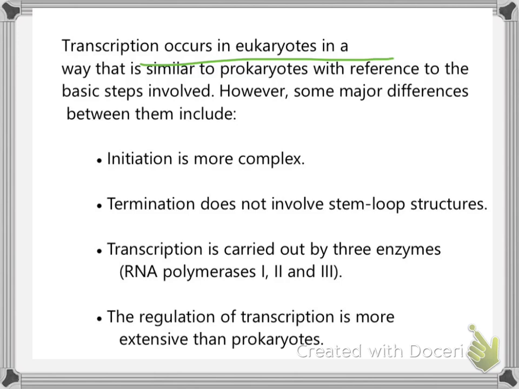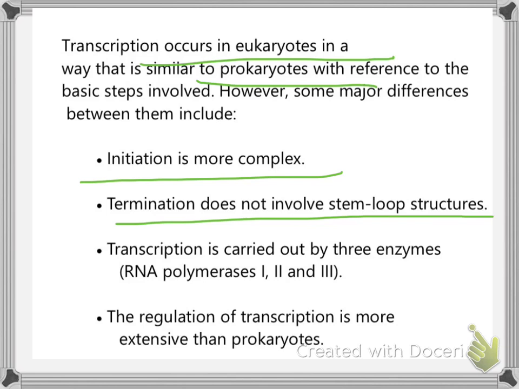Transcription in eukaryotes is similar to that in prokaryotes, but some differences are there. The major differences are: initiation is more complex in eukaryotic transcription, and termination does not involve a stem loop structure. In prokaryotes, there is a stem loop structure in the termination stage, but in eukaryotes, the termination does not need the stem loop structure.